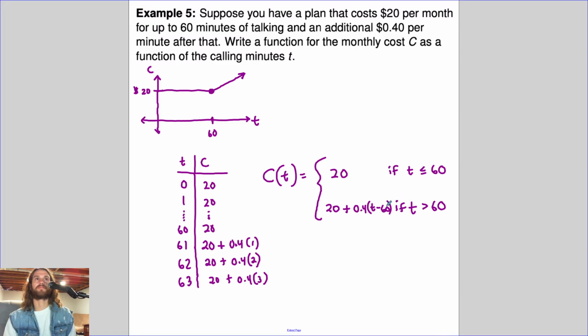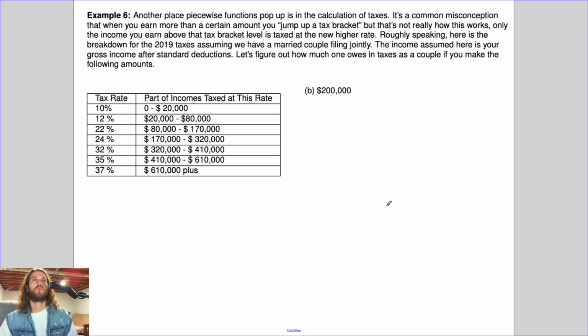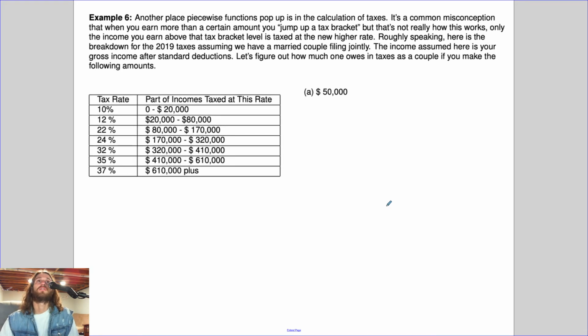And there's our function. Okay, now let's actually see a practical application, one that is less contrived. Still a little contrived, but less contrived. Another place that we see piecewise functions is in the calculation of your taxes. A lot of people think, hey, if I make between, let's say, $320,000 and $410,000, am I really getting taxed 32% of my total income? And the answer is you're not. That's not how it works.